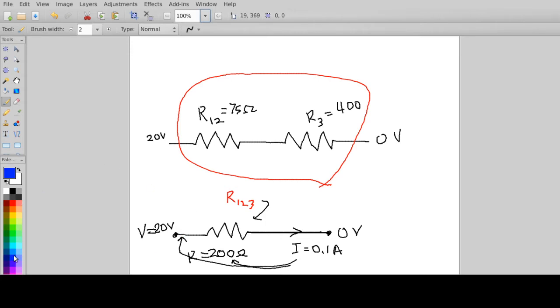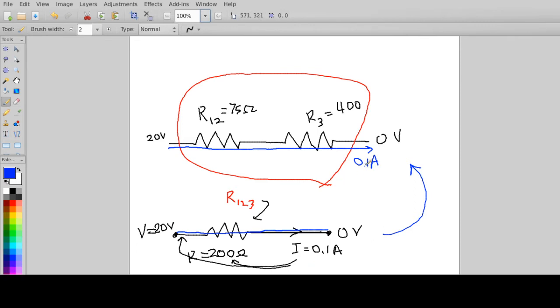It's 0.1 amps even inside the resistor, all the way through here. Let me pick another color. From that 20 volts, this blue line that I'm drawing is 0.1 amps all the way through. This circuit is the same as that circuit, just with a reduced resistor in there. So if it's 0.1 amps there, it's 0.1 amps all the way through. That blue line is 0.1 amps.